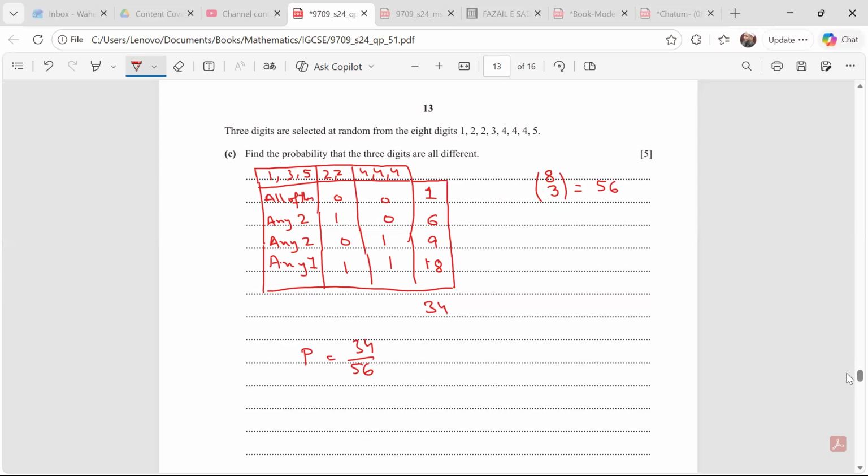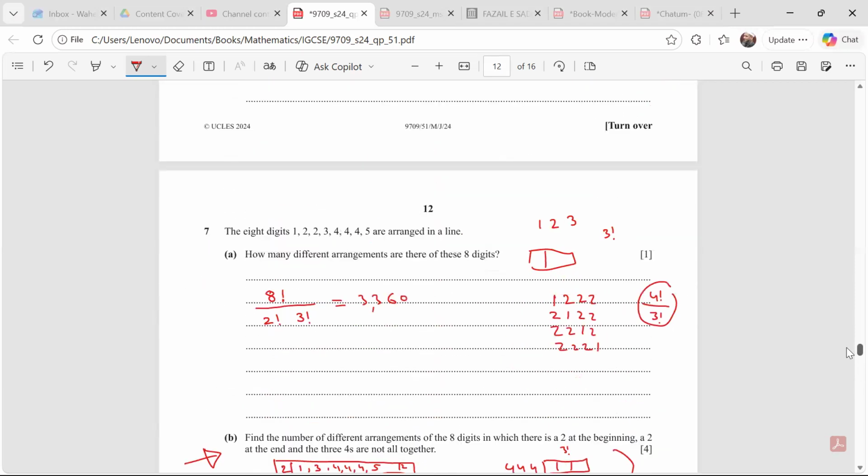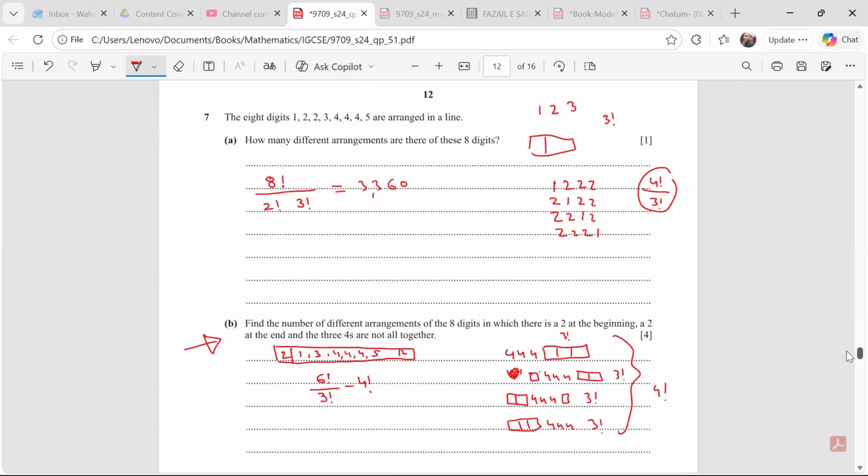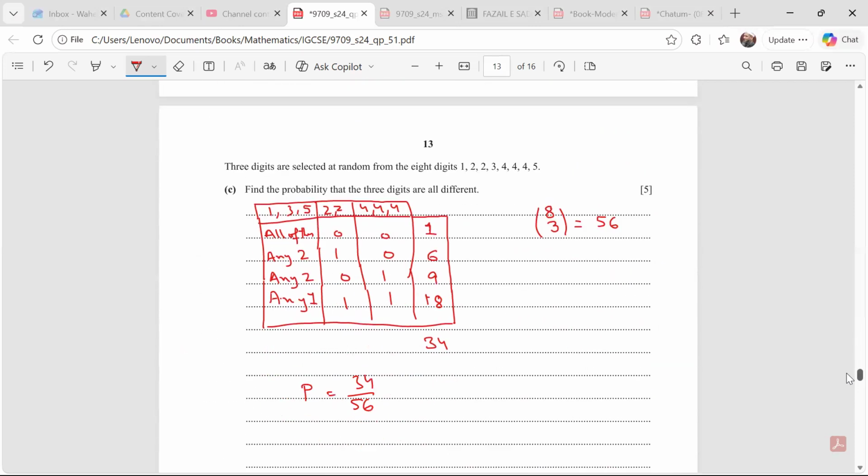I hope this is clear. I hope that you understand the logic of each step here. This is very important to understand how we are doing it. Only if you understand the logic would you be able to attempt the question in the exam.